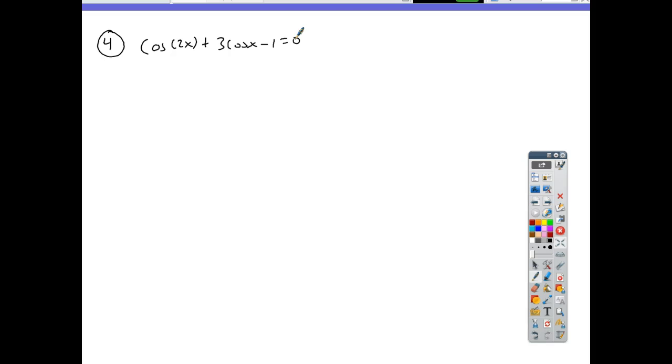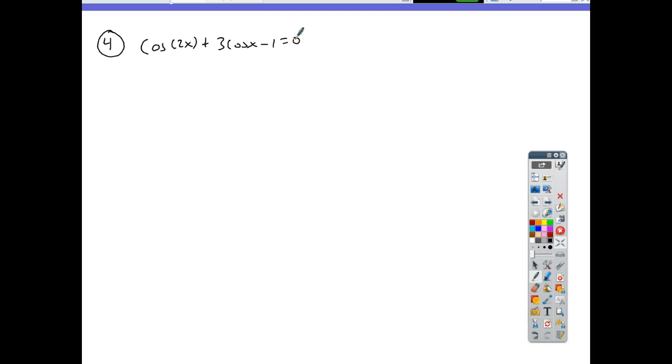If there's a double angle, you must immediately kill it. Is there a double angle in there? It says cosine 2x. That's a double angle. We must immediately get rid of it. That's our first step, right? We're not going to think about it. We're just going to go right and get rid of it.